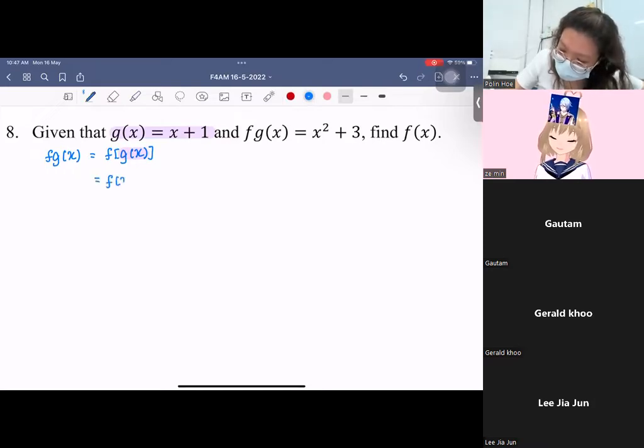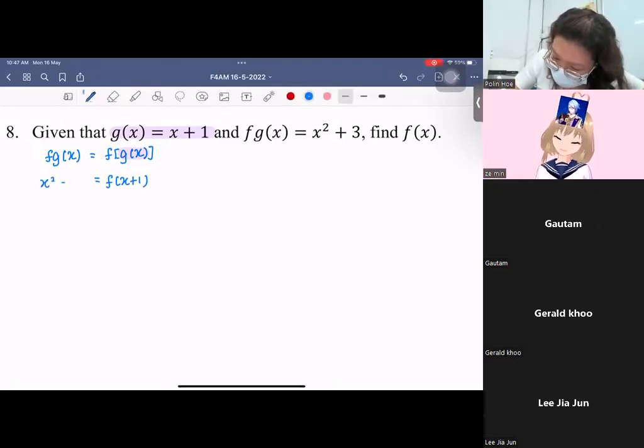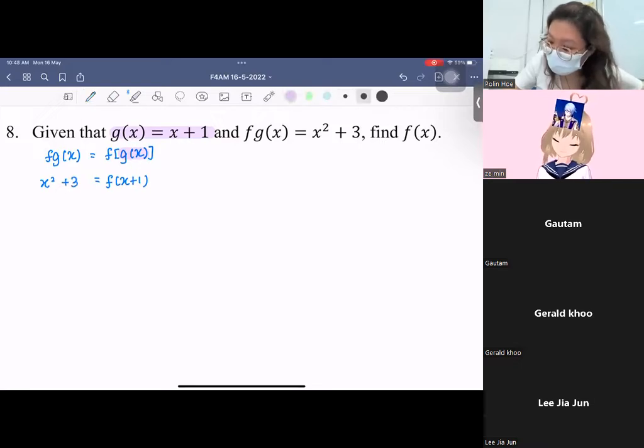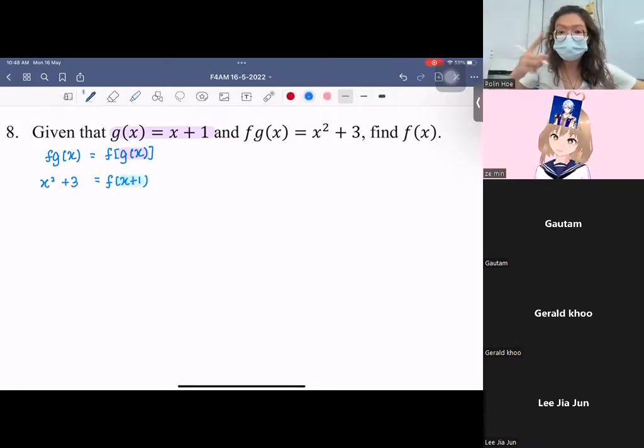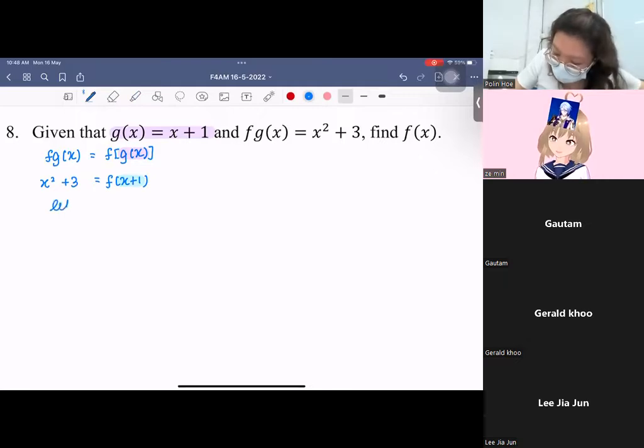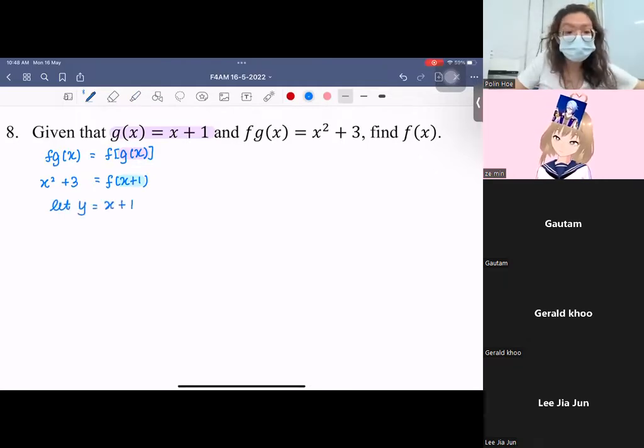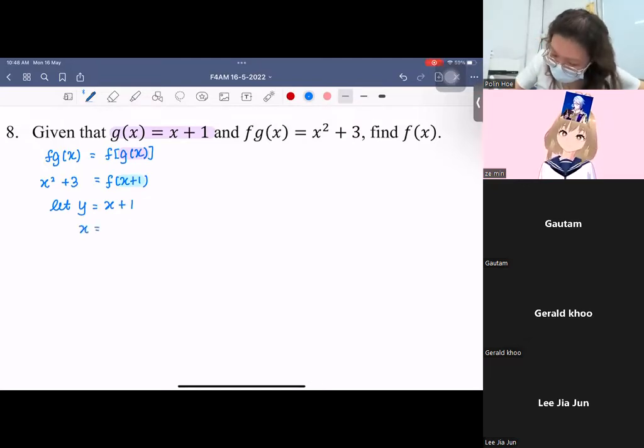f(x + 1) is equal to x squared plus 3. We use y to help us. Let y equal x + 1. After that, find x in terms of y. x equals y - 1.